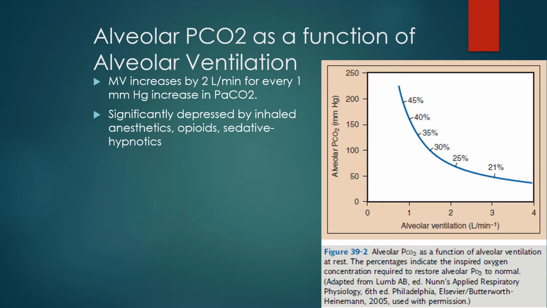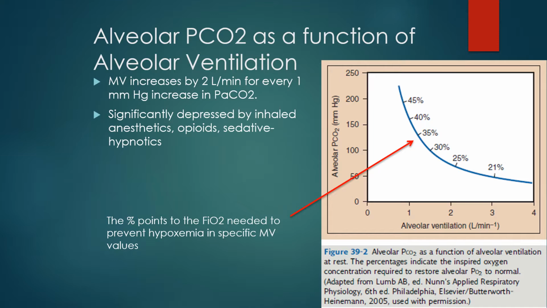This is the graph that shows what happens to alveolar CO2 as minute ventilation drops, or conversely, what happens to your minute ventilation as alveolar CO2 goes up. So the lower the minute ventilation, the more hypercapnic the patient is going to be. That makes sense. You hold your breath, your CO2 goes up.